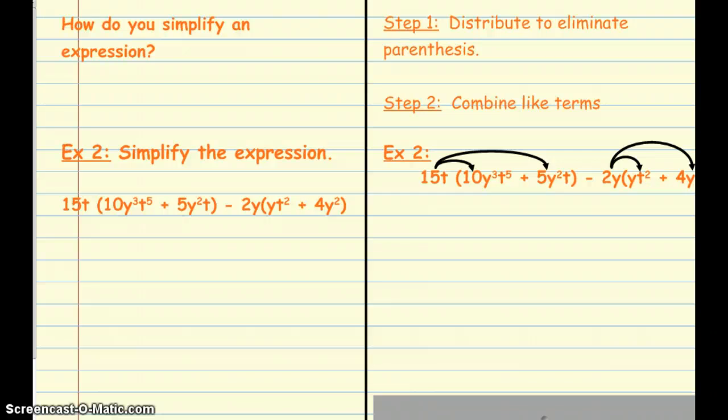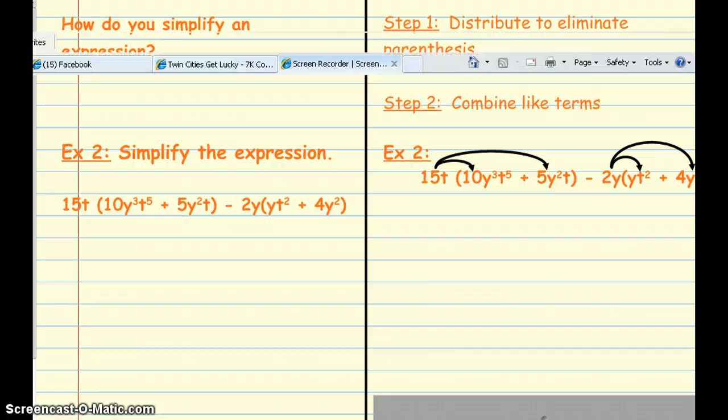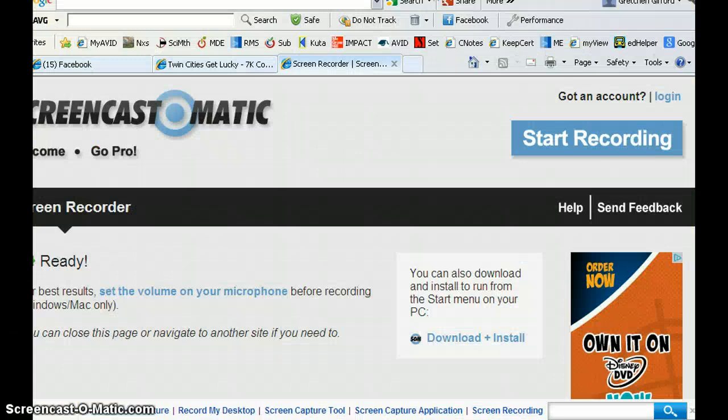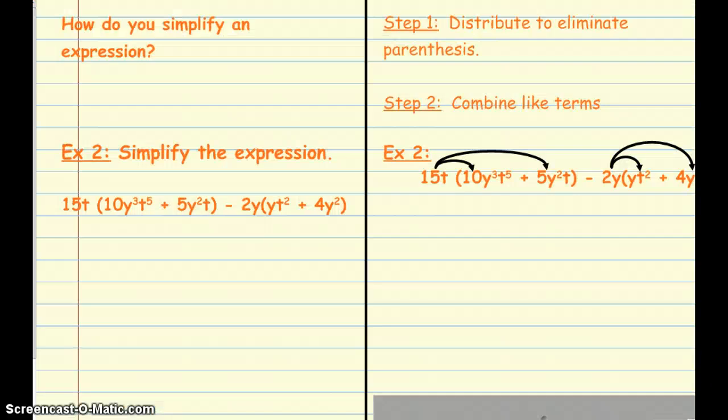So here I have the problem written down: 15t times the quantity of 10y to the third plus 5y squared t, minus 2y times the quantity of yt squared plus 4y squared. So we've got two of these problems in one. Let's go back to my smartboard.